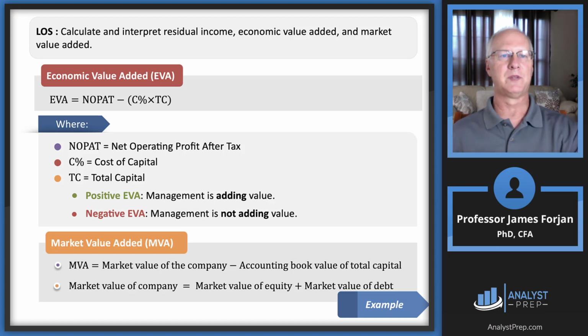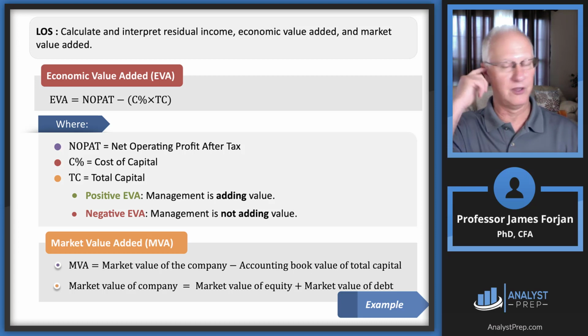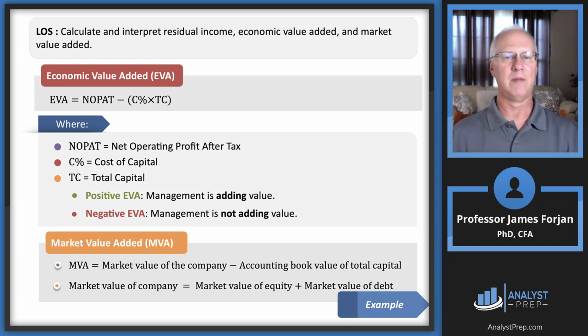All right, let's skip up to economic value added. If you look at that equation up at the top, that looks an awful lot like something that we just did. Of course, that's what it is. But let's go ahead and focus on the interpret part. So positive EVA, management is adding value. Negative EVA, management is subtracting value. Oh my gosh, that makes a lot of sense.